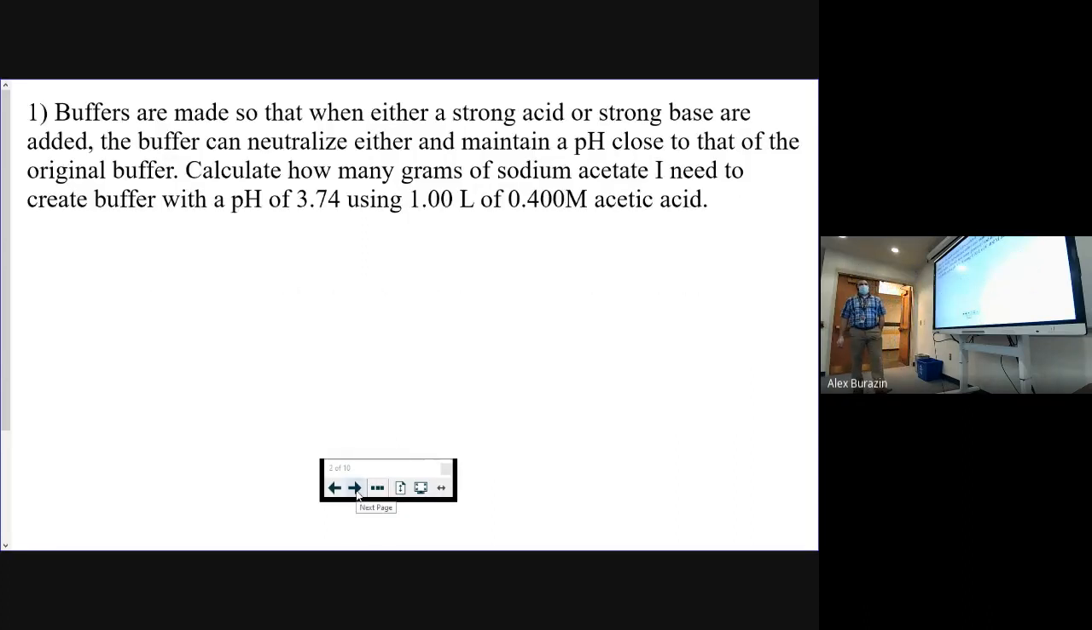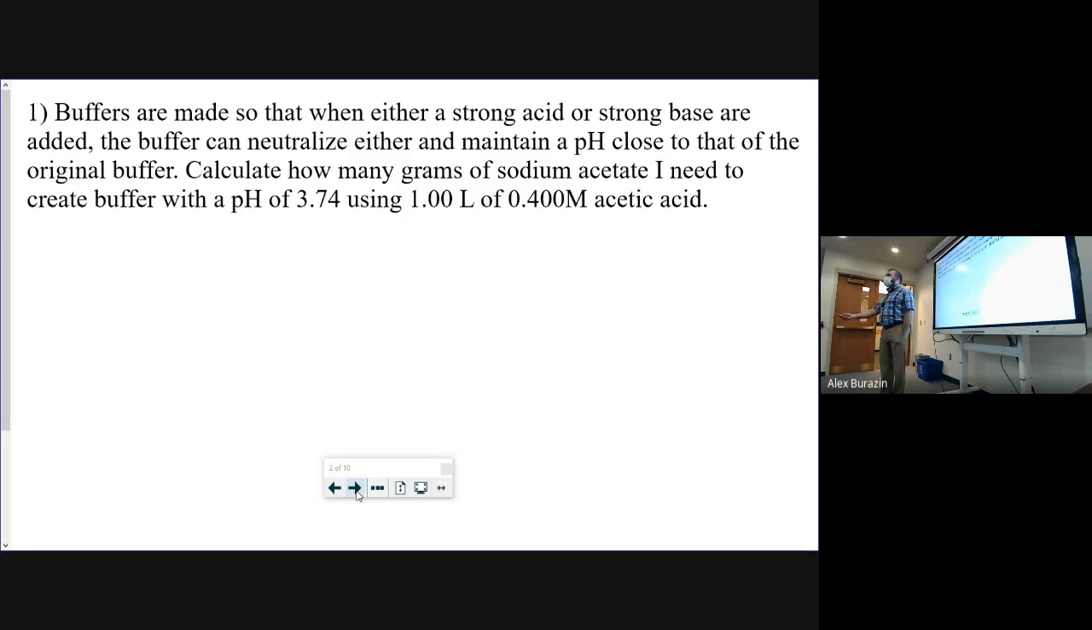Buffers are made so that when either a strong acid or strong base is added, the buffer can neutralize either and maintain a pH close to that of the original buffer. Calculate how many grams of sodium acetate I need to create a buffer with a pH of 3.74 using 1 liter of 0.4 molar acetic acid.